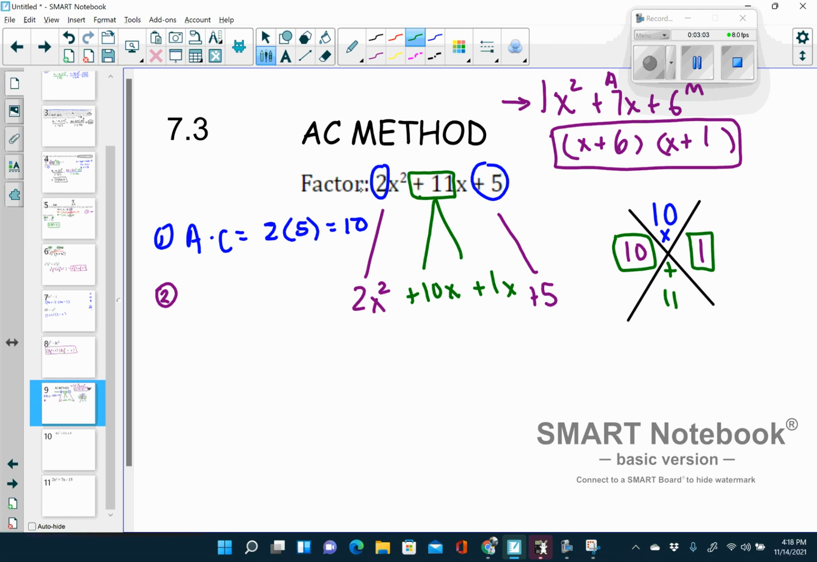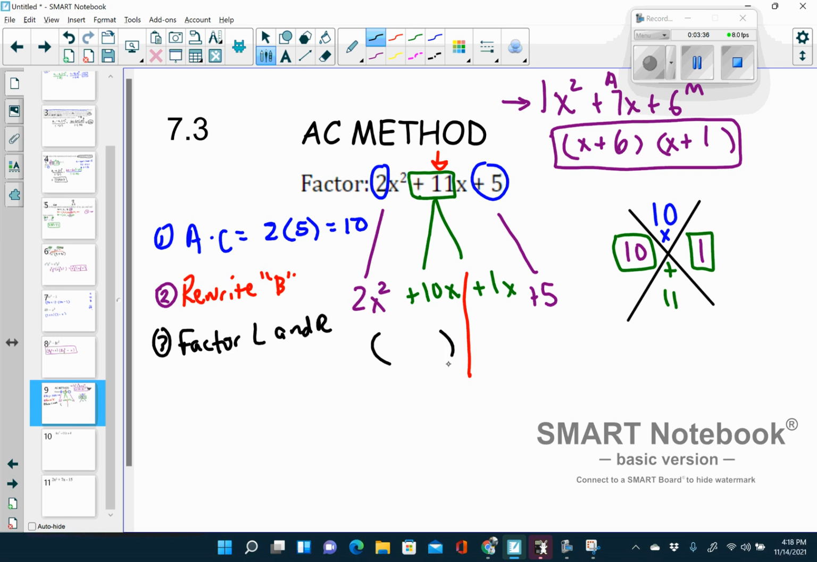What we want to do is split these two in half like this. The second step is to rewrite the B term. The B term is this right here. So you're going to rewrite the B term, and after that, you're going to factor the left side and the right side. What do I mean by that? This is the left, and that's the right.